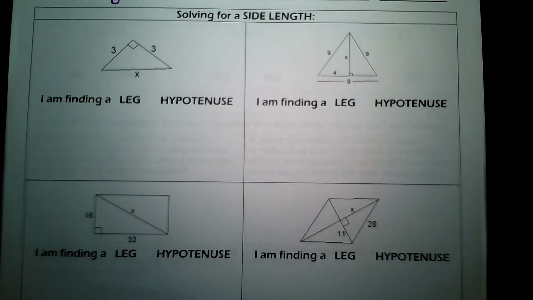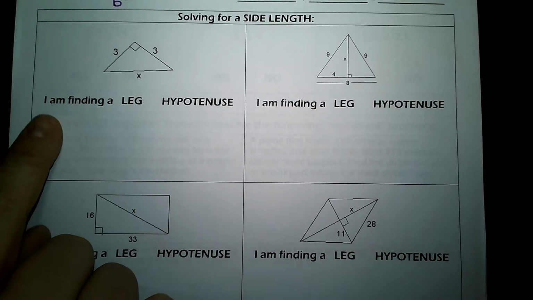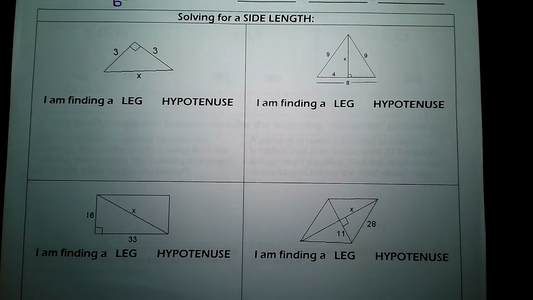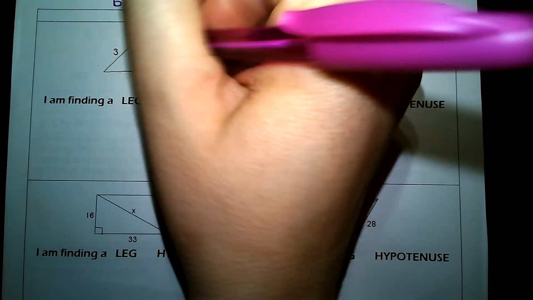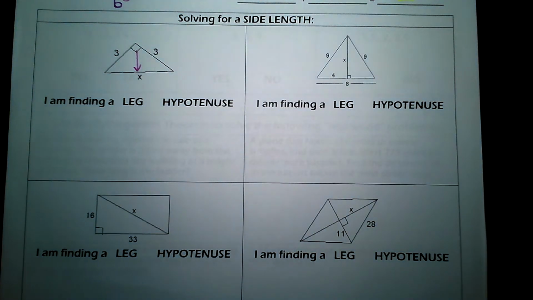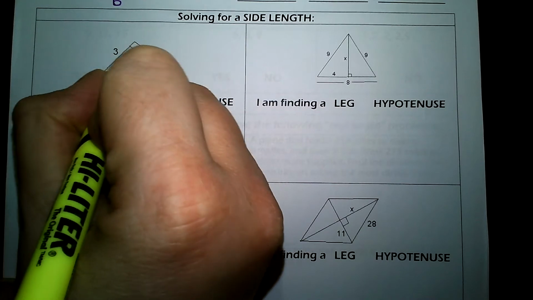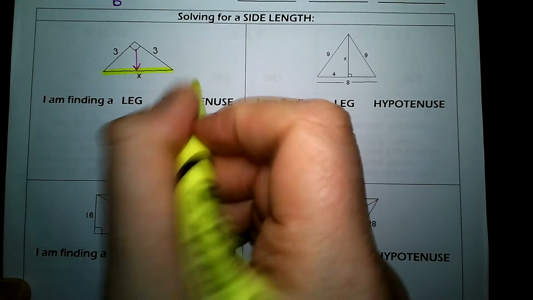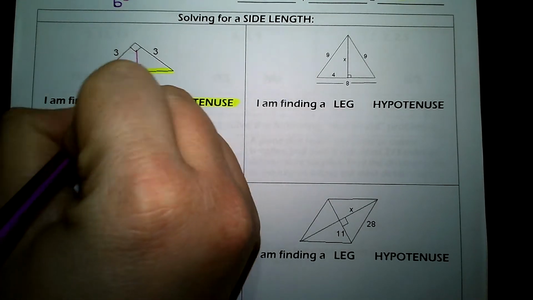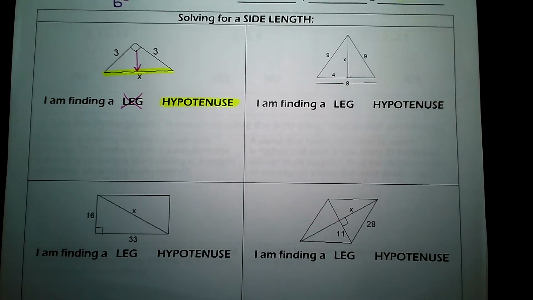I've got it set up this way so that we can make sure we know what we're solving for. So check out my examples here. First, it says, I am finding what? What are we trying to find in this picture? It's very important to notice whether we're trying to find a leg or a hypotenuse. So find that right angle. Straight across from that right angle is the very important side known as the hypotenuse. So in this example, we are trying to find the hypotenuse. We are given the legs, and we're trying to solve for the hypotenuse.